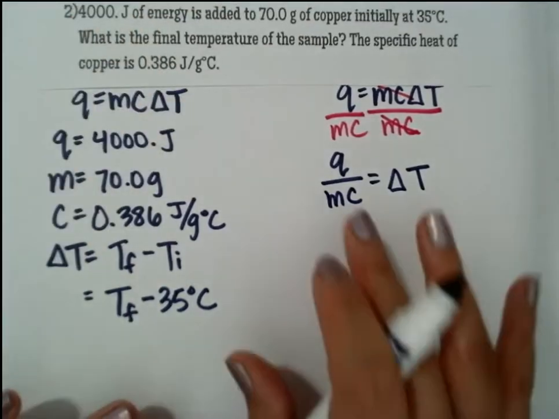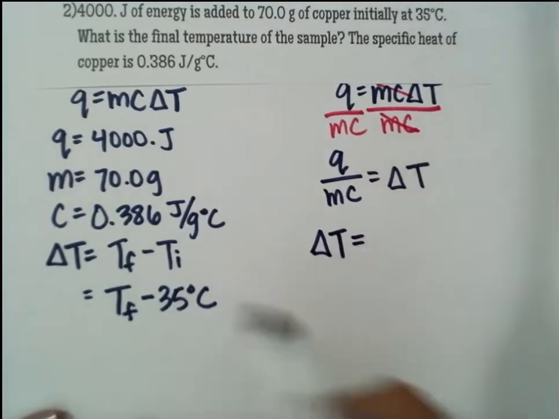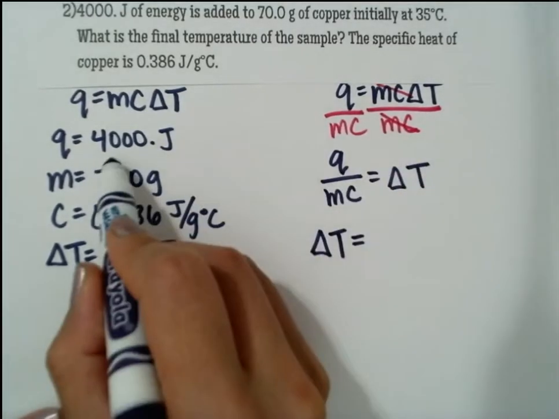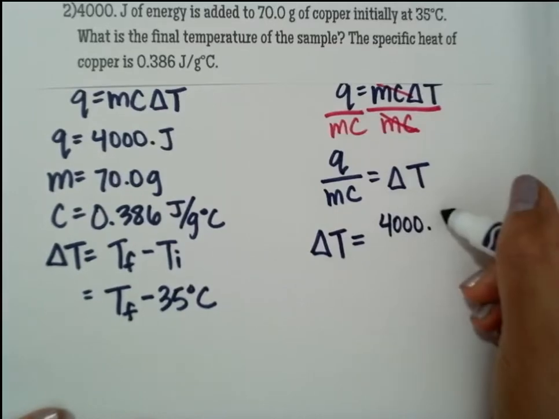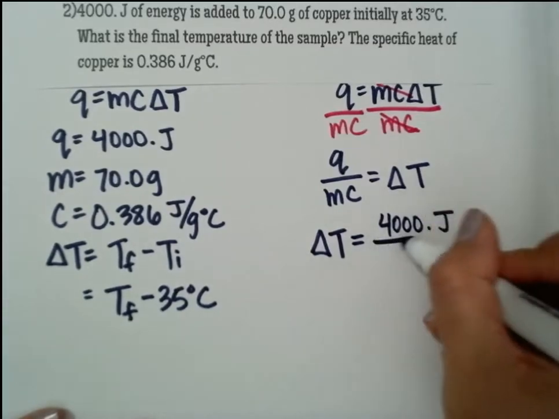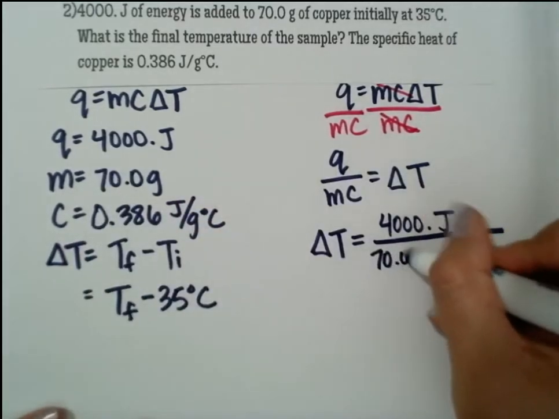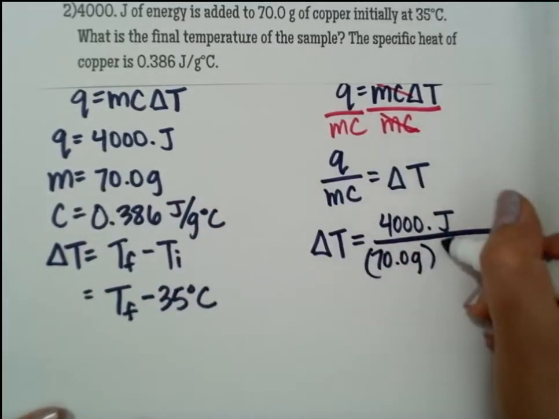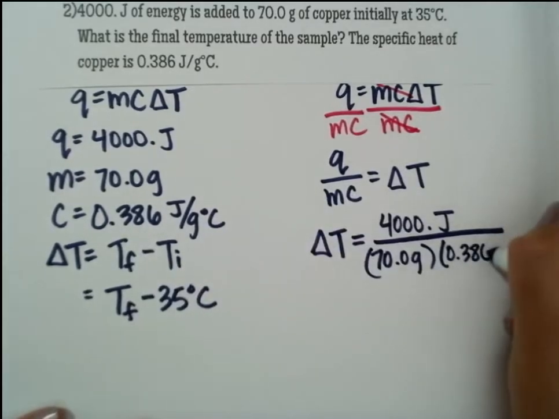Okay, I'm going to flip these just so that I have delta T on the left side, and then I'm going to plug some numbers in. So Q is 4,000 joules divided by M, which is 70 grams, times specific heat, which is 0.386 joules per gram degrees Celsius.